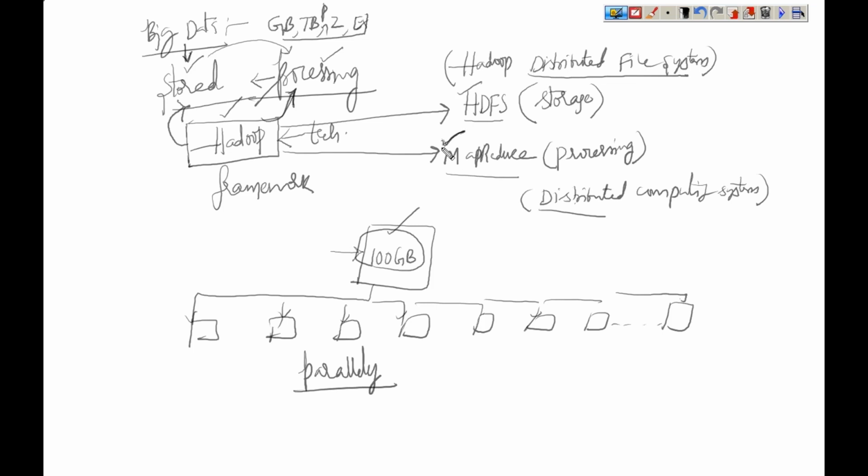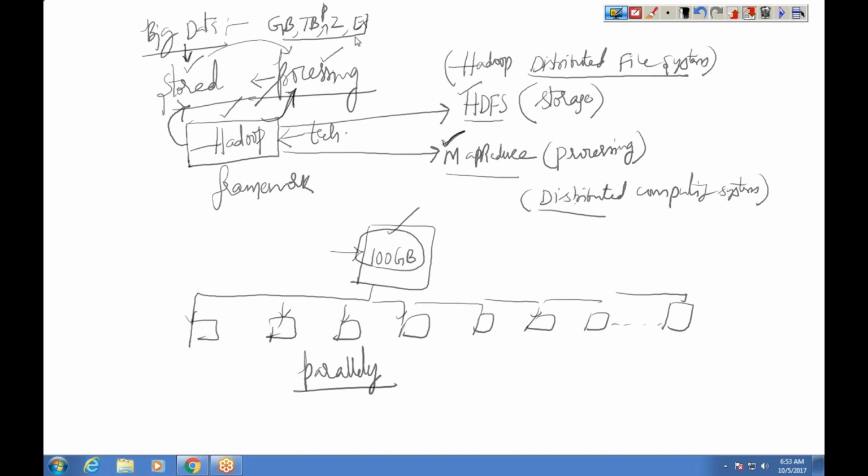HDFS and MapReduce are the components of Hadoop. But the development of these is not an innovation of Hadoop. Hadoop has inherited HDFS and MapReduce from Google.